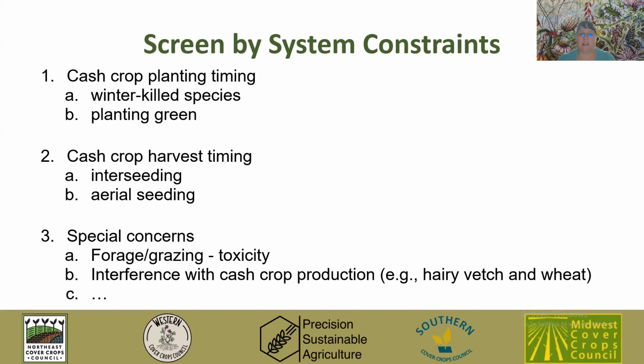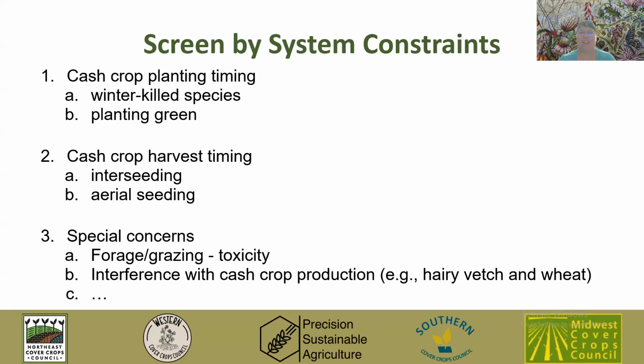And then depending on your system, you may have special concerns. For example, if you do know that you want to graze that cover crop, you may want to be careful about not picking species that can be toxic to your critters. You may want to think about not picking species that could taint milk, like turnips. Apparently, cows will eat turnips, but if they eat too much of the turnips, the milk tastes funny.